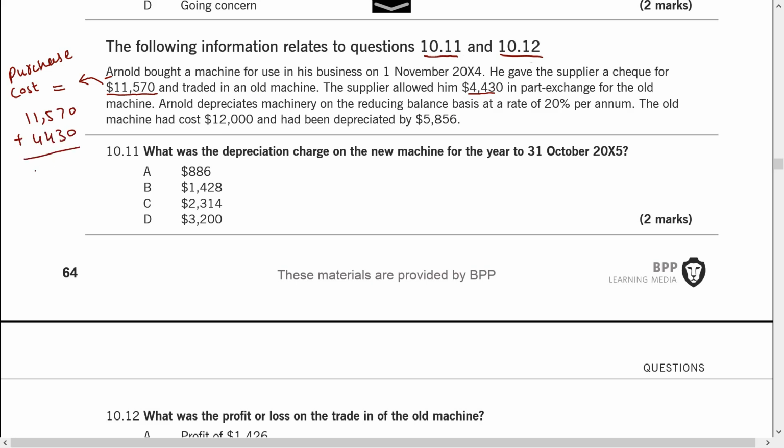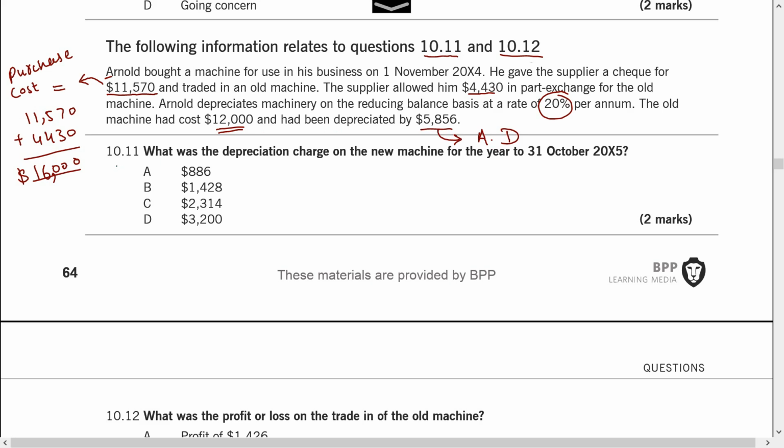So the total cost of our machine will become $16,000. A depreciates machinery on reducing balance basis at 20% per annum. The old machinery had cost of this amount. Okay, so we can say that it is the historical cost of our old machine and had been depreciated by this amount. So it is the accumulated depreciation of this machine.